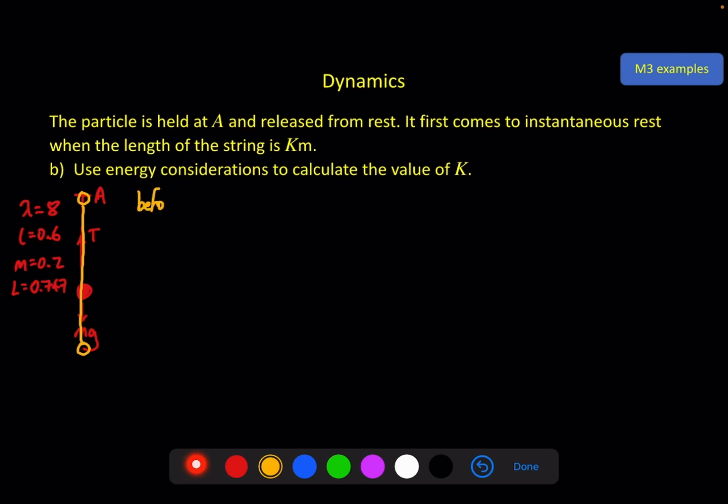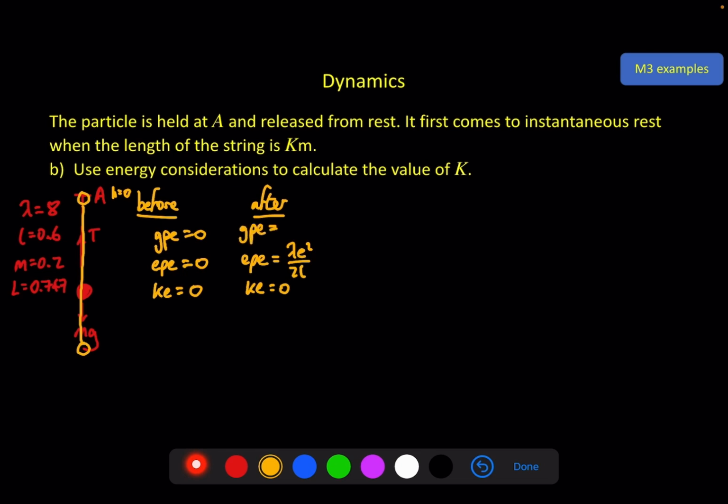So before we start, we have GPE is equal to 0, if I call A my 0 level for height. EPE equals 0 because at that point the string is slack, and the kinetic energy is 0 because it's released from rest. After the motion, at instantaneous rest at the bottom, the kinetic energy is still 0 because it's gone to rest again. EPE is equal to lambda e squared over 2L, using e as extension again, and GPE is equal to mass times acceleration due to gravity times h, and in this case I'm going to call that negative h because we've got 0 up here.